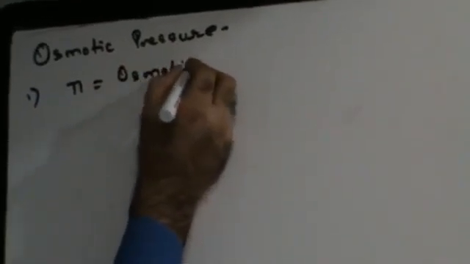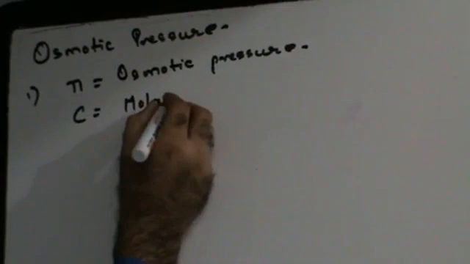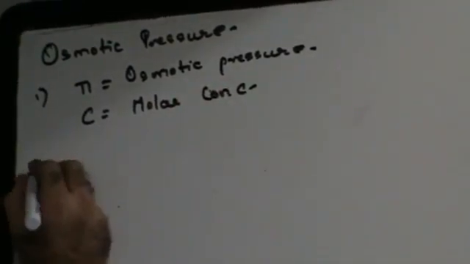I'm Sunil Milwani and today we'll be doing this chapter called Solutions and Colligative Property. We're going to see sums based on osmotic pressure. Here pi represents osmotic pressure and C represents molar concentration. Now let's see the formulas of these.